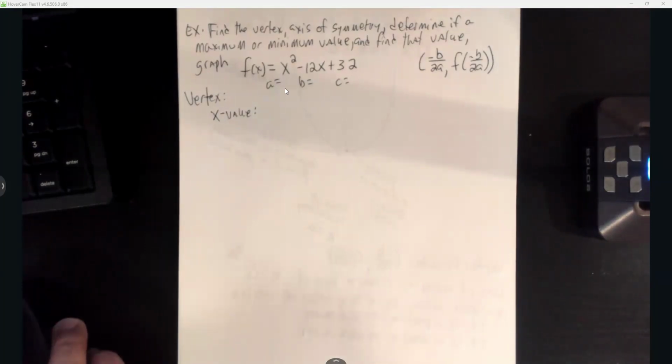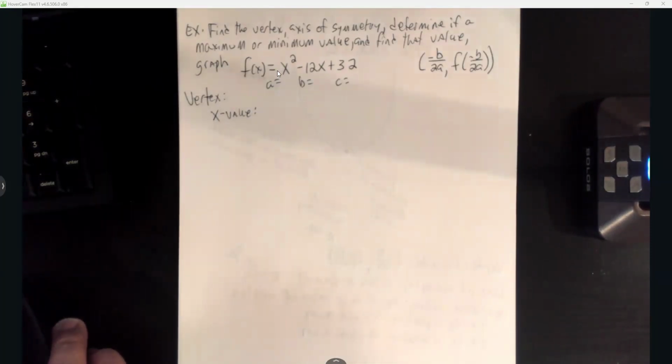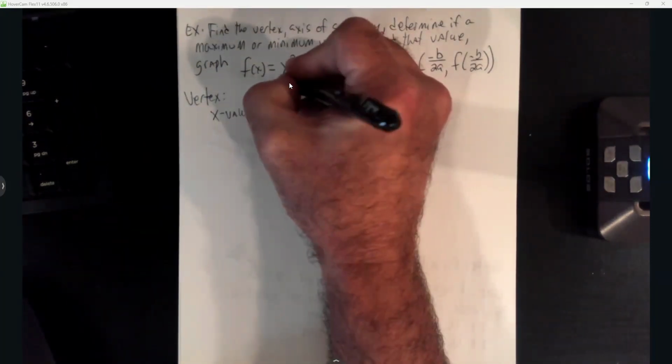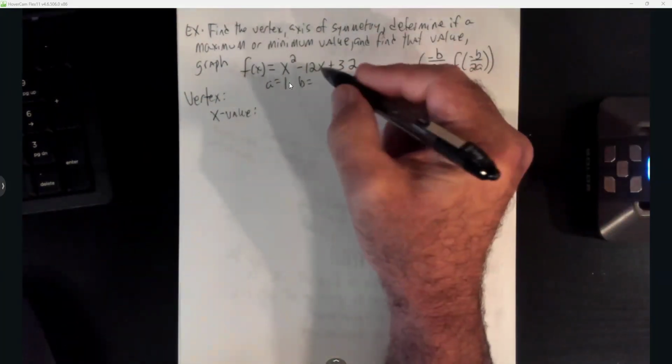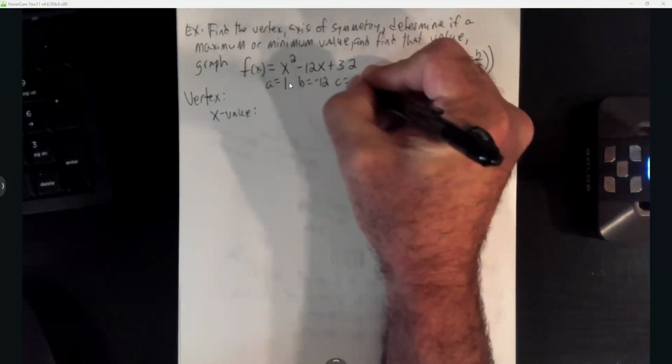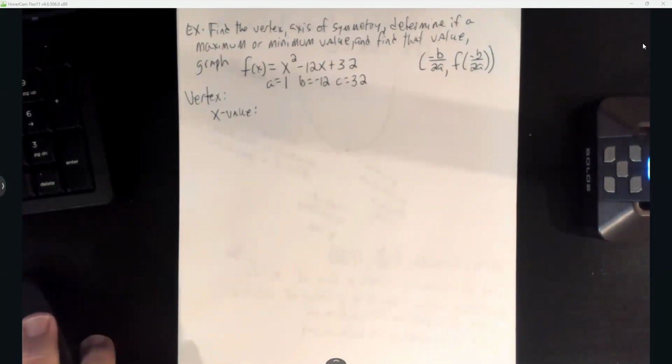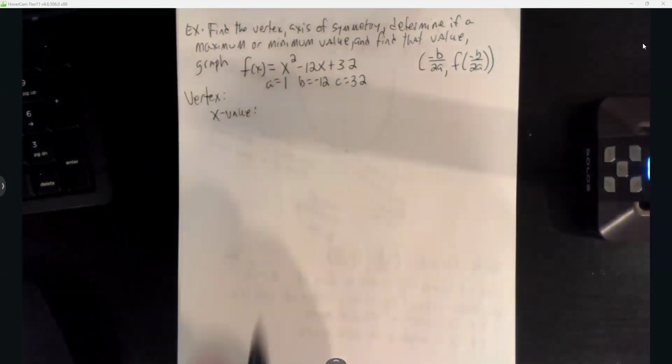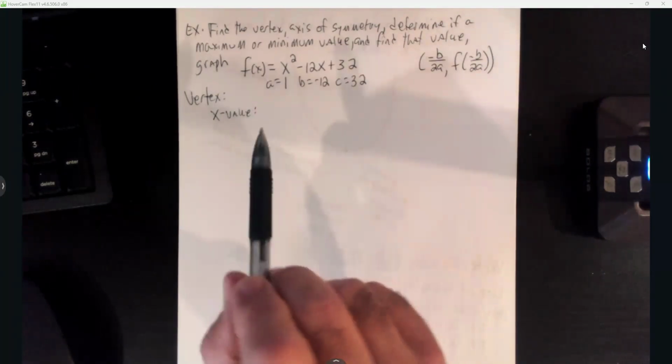Y'all, once again, there's not a number in front of the x squared. So what would a be for us? It's going to be 1 again. And then what do we got for b? Looks like a negative 12. And then c is going to be 32. So you find the numbers just like you did on the quadratic formula, a, b, and c.